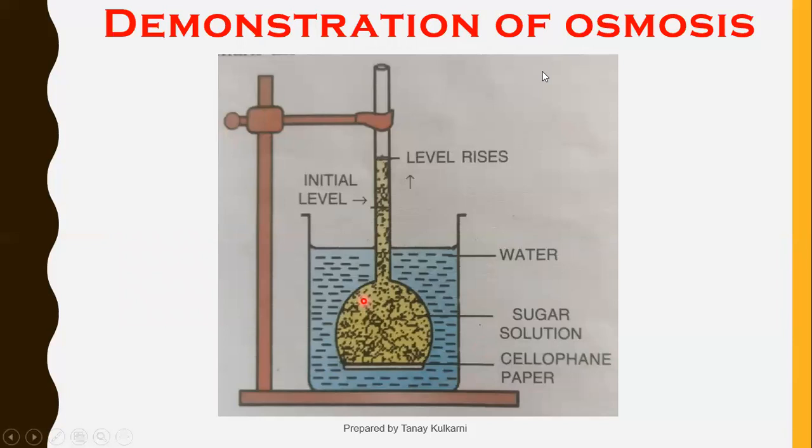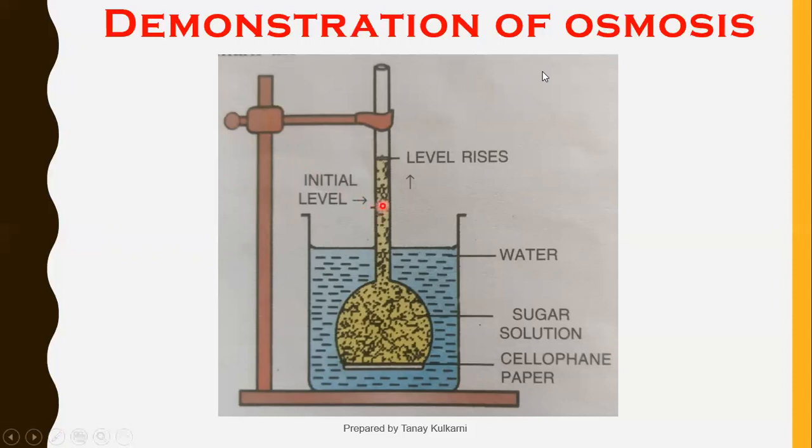Let's demonstrate osmosis with the help of a simple experiment. In this experiment, we will require a thistle funnel, correct? We will cover the mouth of the thistle funnel with a cellophane paper. We will fill it with a sugar solution. We also require a beaker containing plain water. We will place the thistle funnel in an inverted manner and suspend it with the help of a wooden stand.